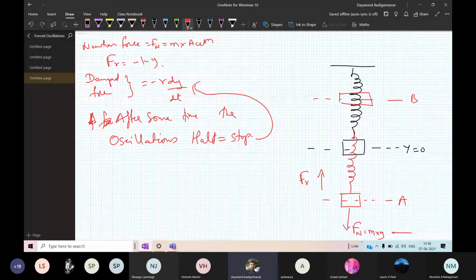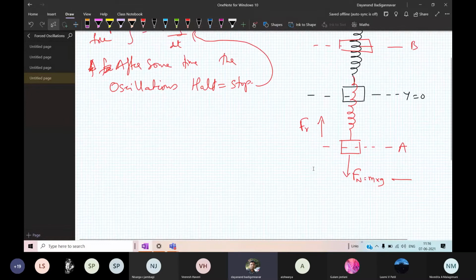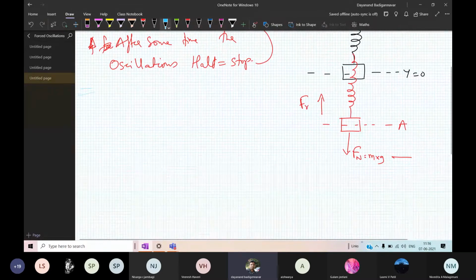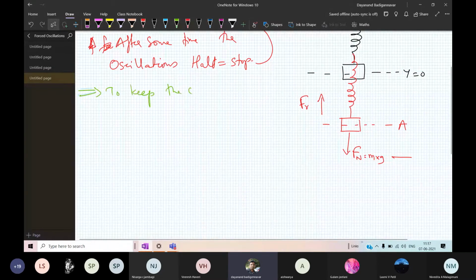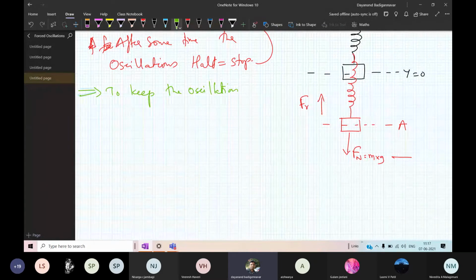Got it. Now, in order to overcome this, what I have to do is apply some periodic force. So, to keep the oscillations going, I have to apply the force such that it is oscillating. To keep the oscillations, I have to apply a periodic force.